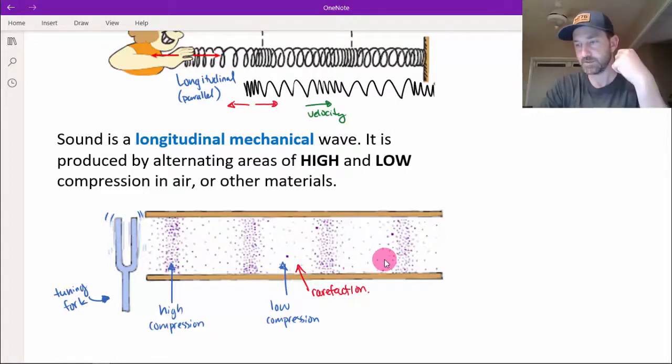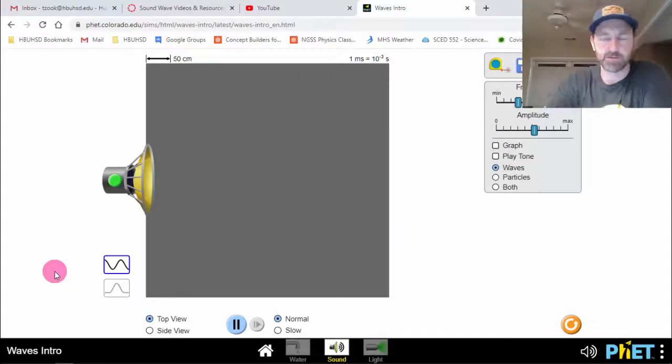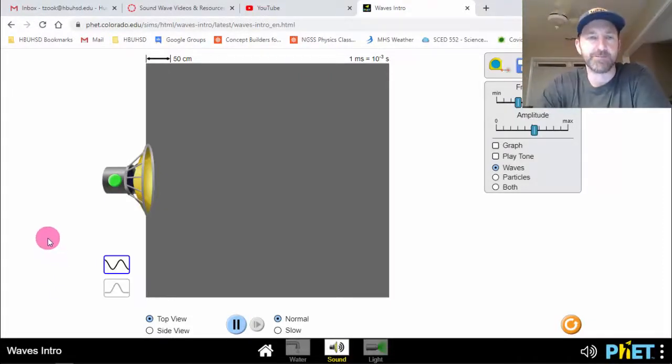Now, sound waves visually are kind of hard to see. So let's go ahead and see if we can take a look at a demo here. All right, so here we are on one of my favorite websites, PhET. And we're looking at the Waves Intro demonstration, but there's water waves that can produce sound waves, light waves. Sound's what we want to talk about.